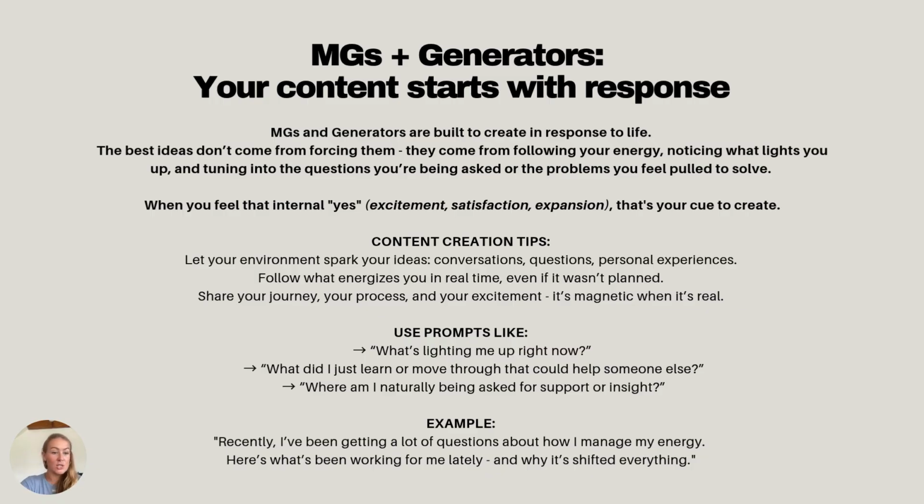So if you're a manifesting generator or generator, some content creation tips here are letting your environment spark your ideas. This could be conversations, questions, things that you're reading, podcasts, things that you're learning, people you're speaking to, your mentor, whatever it is. It can be literally looking out your window when the birds are chirping and you're like, oh, life is so good, and then that turns into a content idea. It can be that simple.